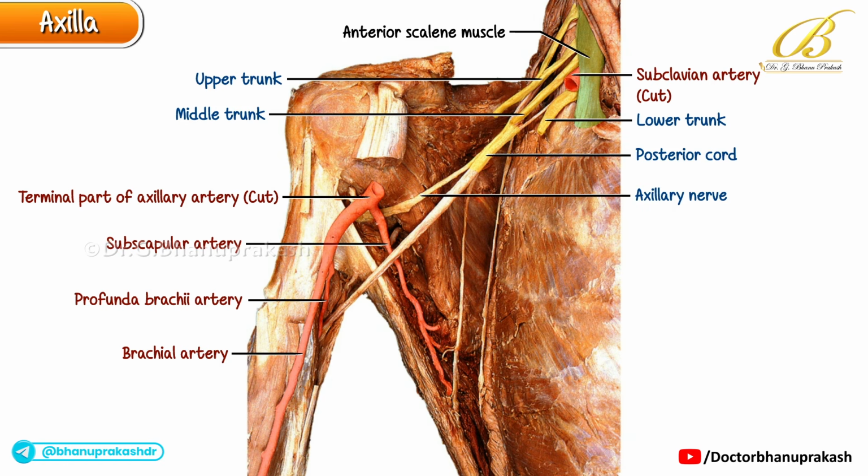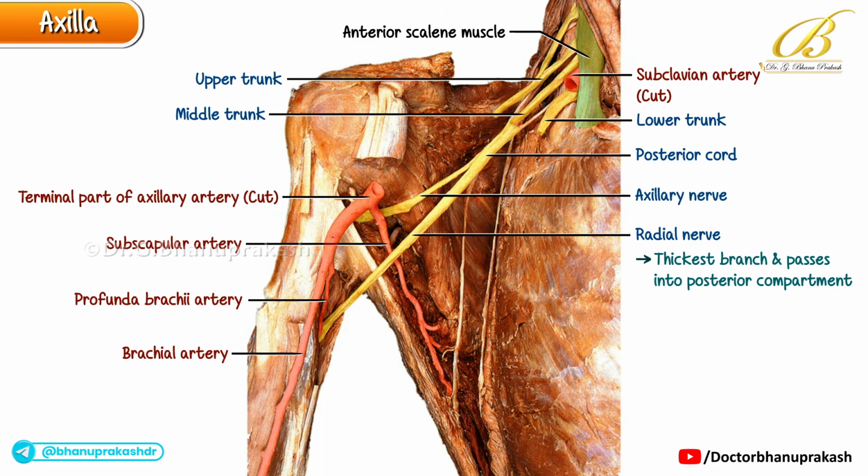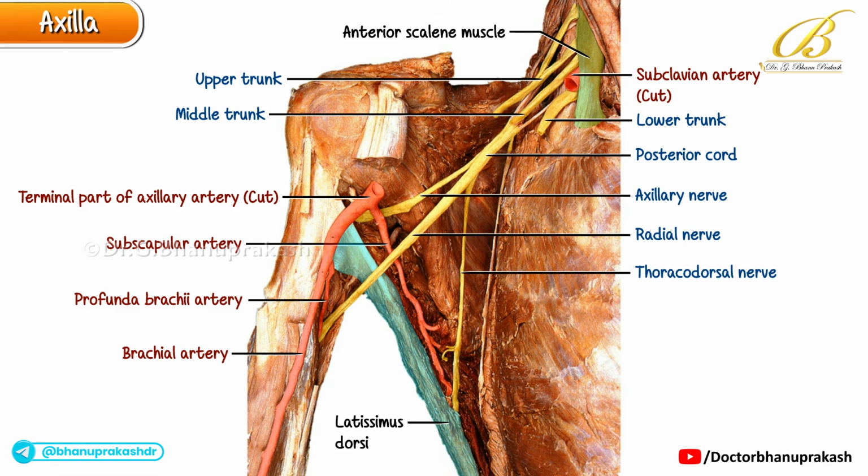The axillary nerve, which courses towards the circumflex humeral arteries, branches of the axillary artery, the radial nerve, the thickest branch, which passes into the posterior compartment alongside the profunda brachii artery, and the thoracodorsal nerve, supplying the latissimus dorsi muscle. Additionally, the long thoracic nerve is seen along the thoracic wall, supplying the serratus anterior. This completes the demonstration of the axilla in this cadaveric specimen, illustrating the anatomical relationships of vessels, nerves, and muscles in this region.